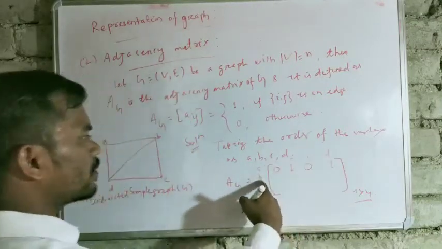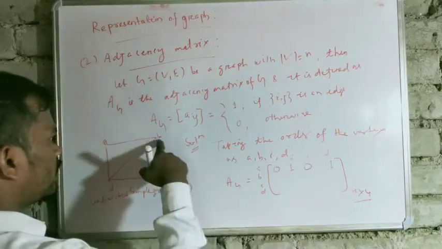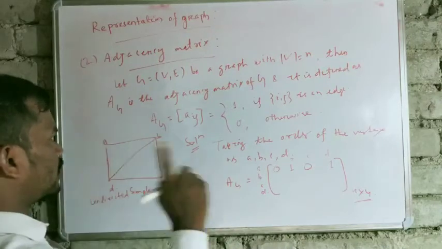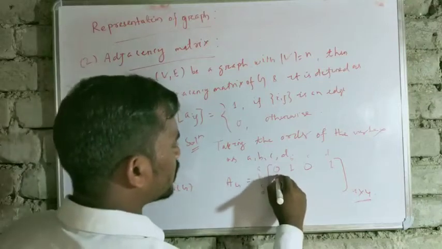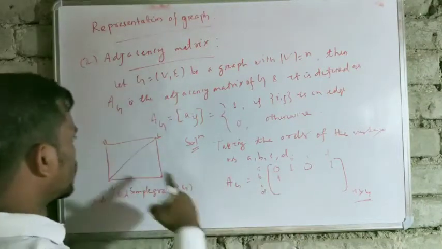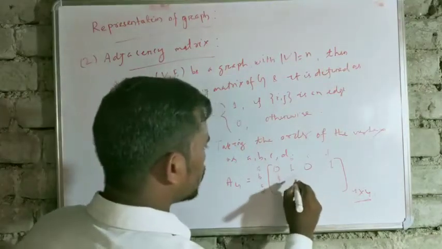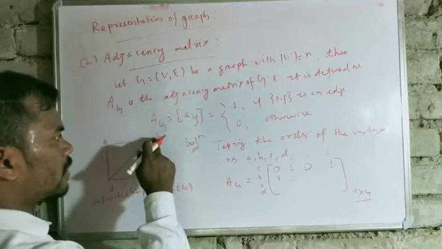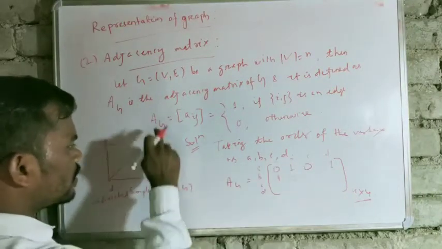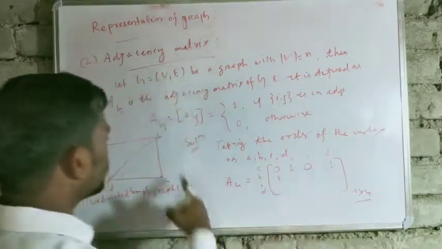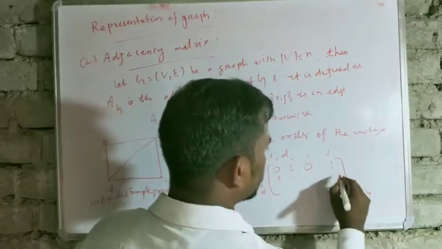Now for B, I have to enter this entry. So B to A, there is an edge, because this one is BA, so this entry is 1. Similarly, B to B, there is no loop, so B to B is 0. No edge connects vertex B to B. Similarly, B to C, yes, there is an edge, so this entry will be 1. And B to D, yes, there is an edge, so B to D is also 1.